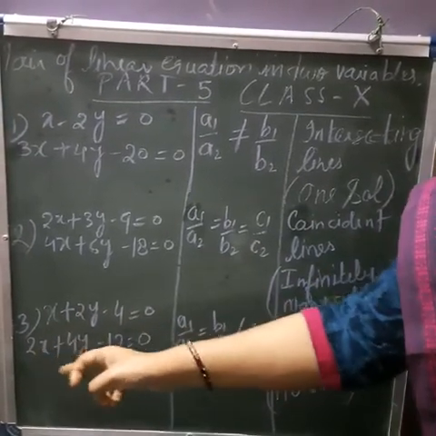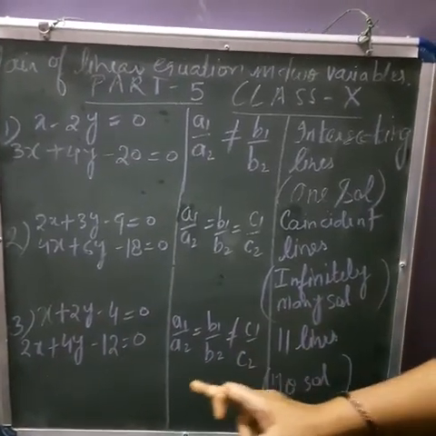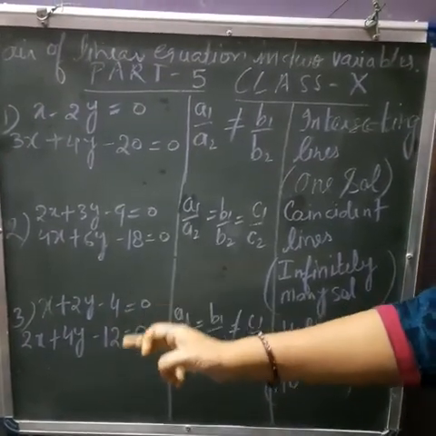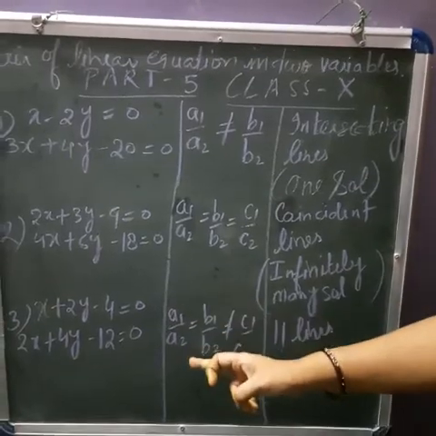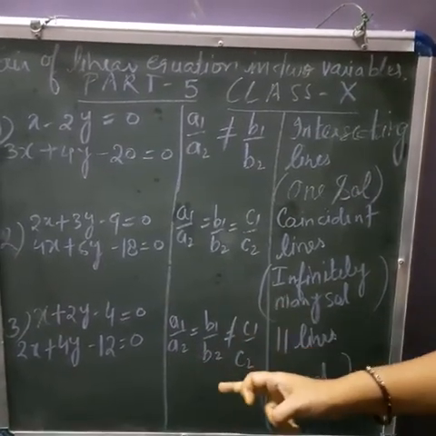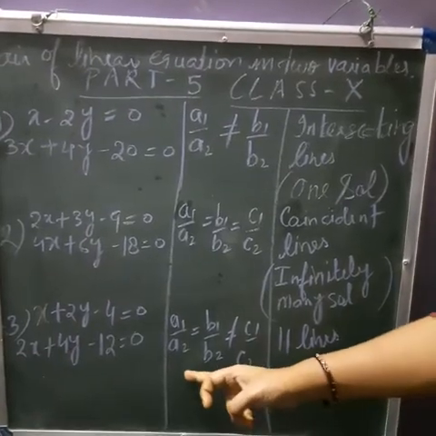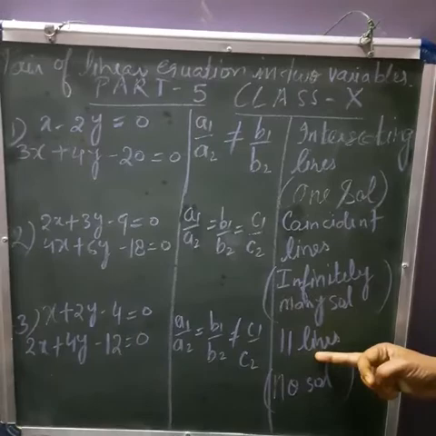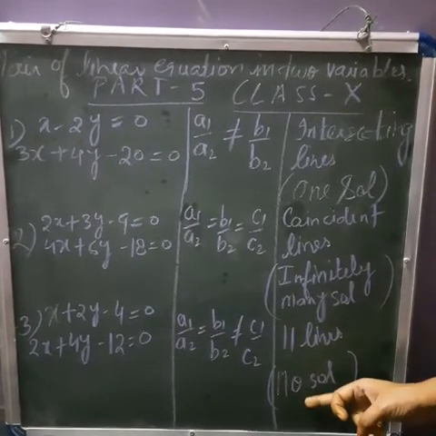So these ratios are equal. Now you will compare with c1 upon c2, minus 4 upon minus 12, which will be 1 upon 3. So we can say a1 upon a2 is equal to b1 upon b2 but not equal to c1 upon c2. In this type of condition we have parallel lines, and when we have parallel lines we will not have any solution; no solution will be coming.